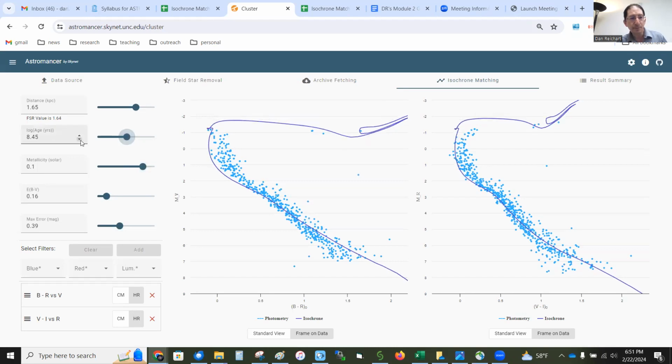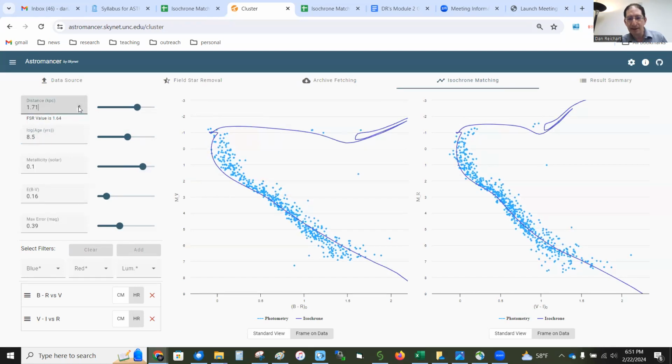Also, there are little arrows here if you want to do fine adjustments. Now, as I said before, you can tweak the distance, but don't tweak it too much. It's been pretty well defined by Gaia, but you could play with that a little bit. Anyway, I could keep playing and fine tune it a little bit more.